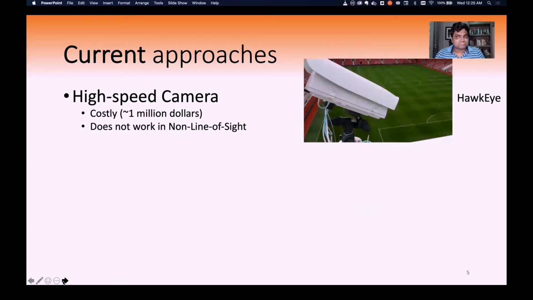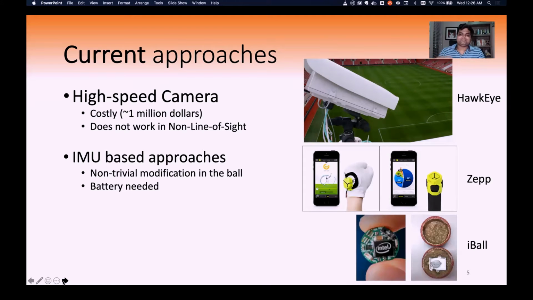So what are the current approaches to get this information? One is the high-speed camera, which is already being used in cricket, soccer, and American football. But the issue is it does not work in non-line of sight, and the cost is very high, around $1 million. There are also inertial measurement unit-based approaches, but they require non-trivial modification of the ball, and some also need a battery, so there is a need for constant change.